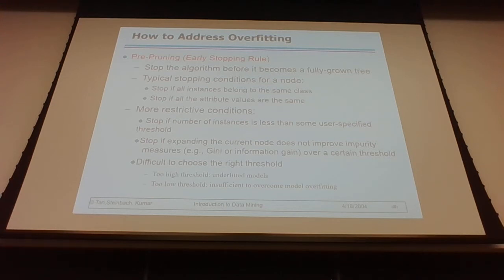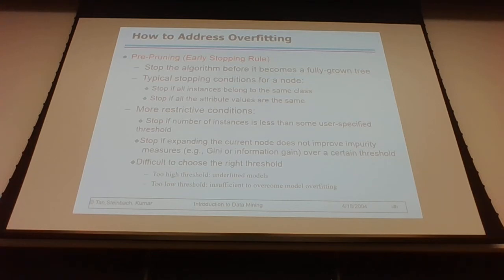So how do we do pre-pruning and post-pruning? Pre-pruning is an early stopping rule, which means you stop early, not after all the classes are pure. Early stopping means stopping the algorithm before it becomes a fully grown tree. Typical stopping conditions for a node are: stop if all instances belong to the same class, or stop if all attribute values are the same. These two we have seen before.